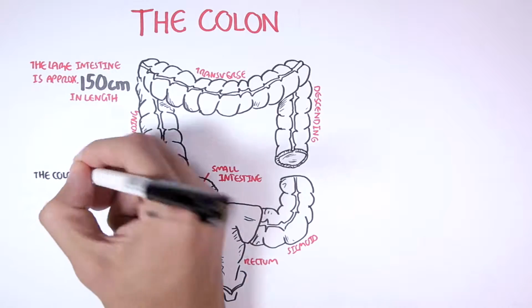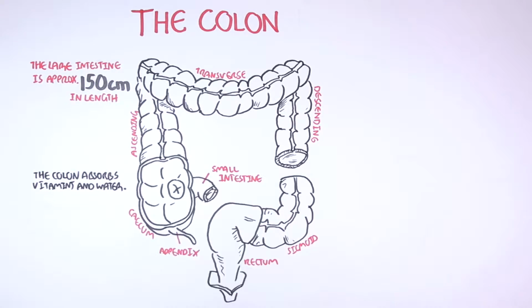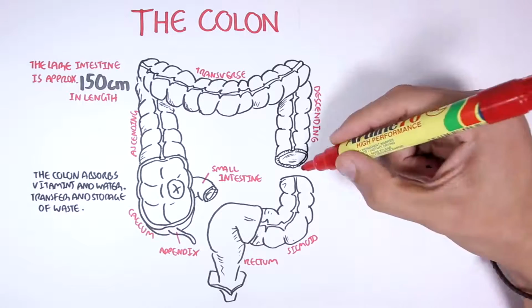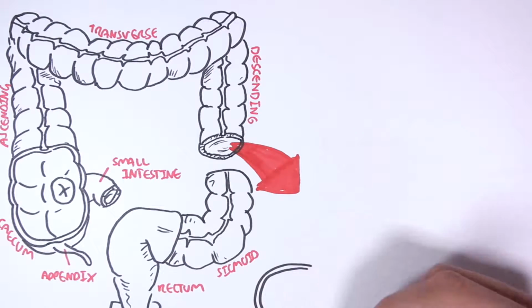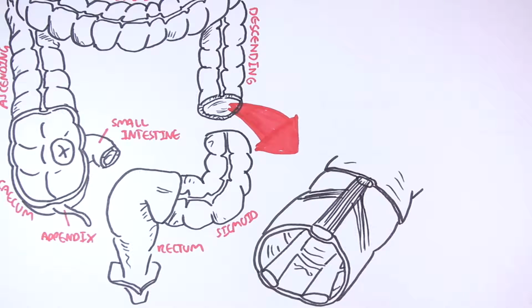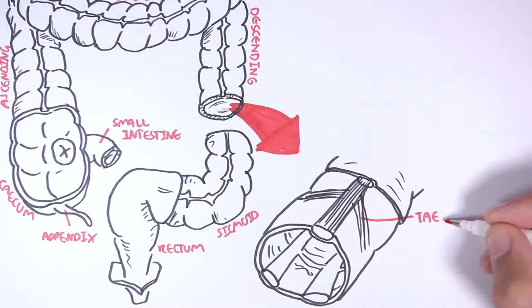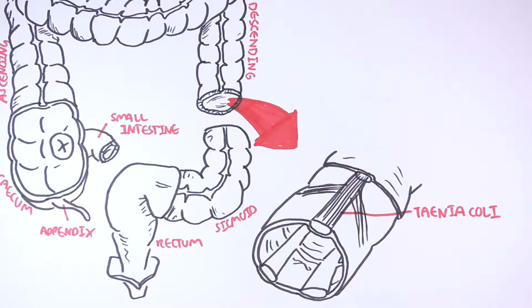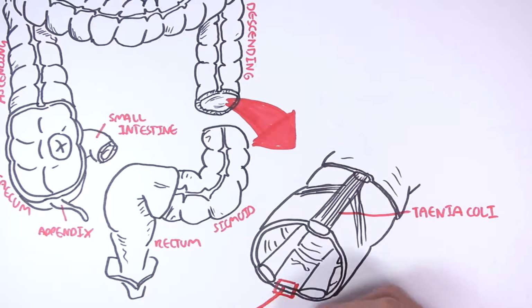The colon's major role is to absorb vitamins, water, and ions, as well as the transfer and storage of waste. Let's take a section of the colon. These three longitudinal fibers that run along the colon are called taeniae coli. The taeniae coli runs along all segments except the rectum.